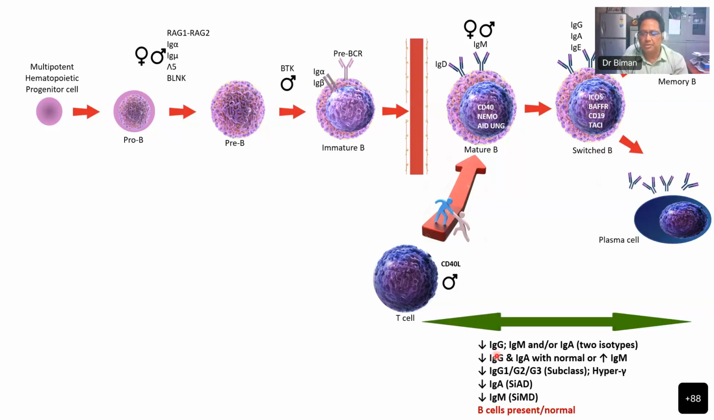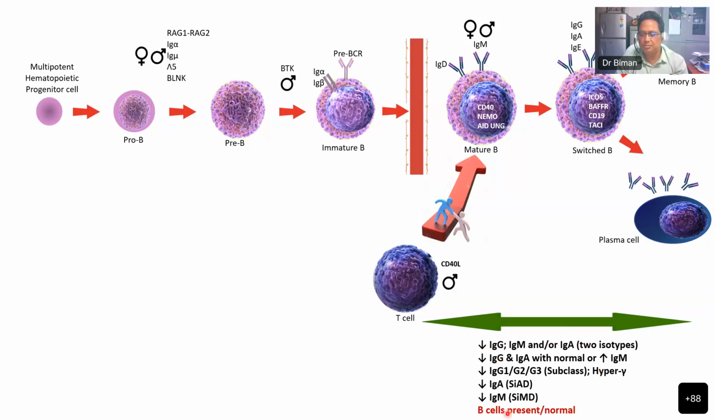If you look at the serum immunoglobulins and see low IgG, IgM, and IgA, or two isotypes low, then you can think of CVID or a hyper IgM syndrome. If there's a defect in IgG subclass G1, G2, or G3, or only IgA is low, think of selective IgA deficiency. If only IgM is low, think of selective IgM deficiency. If IgG and IgA are low with normal or raised IgM, you think of a hyper IgM syndrome. This is what you can see when you do a serum immunoglobulin analysis.